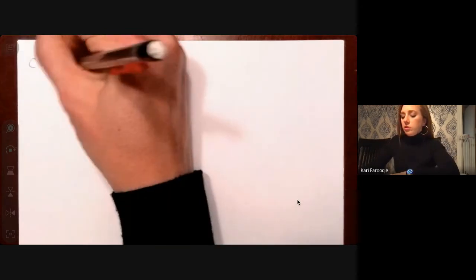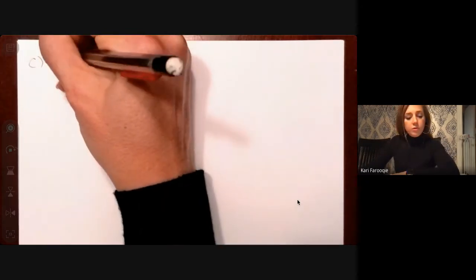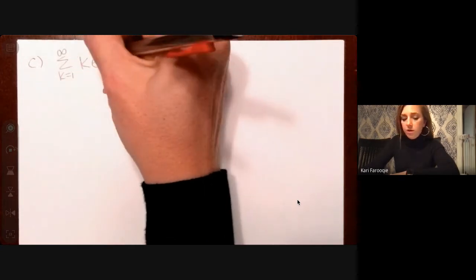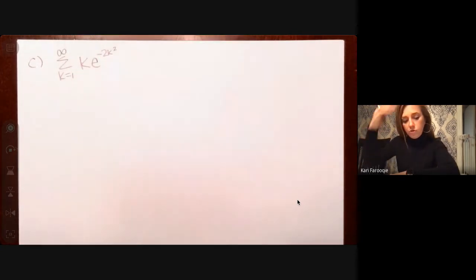This is going to be the series from 1 to infinity of k e to the negative 2k squared.